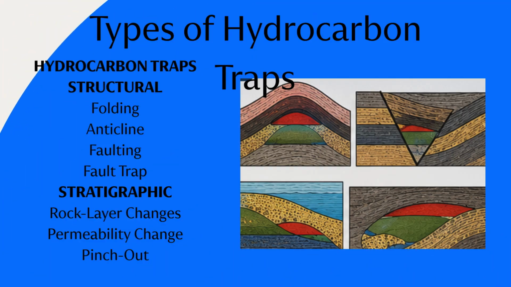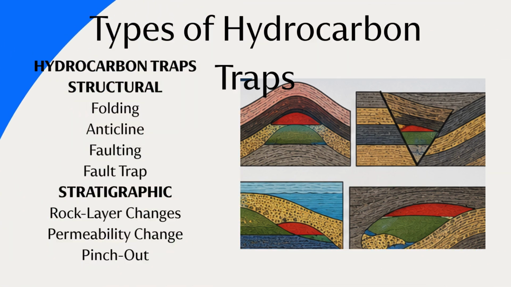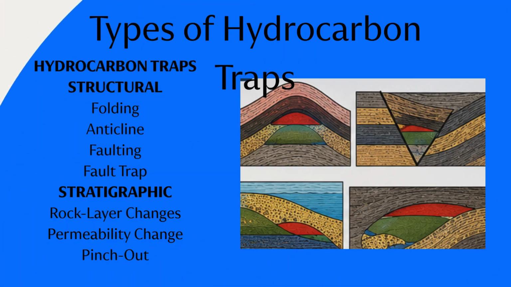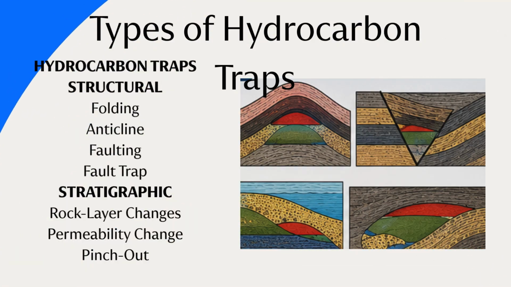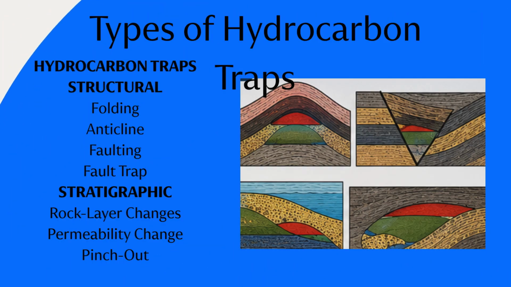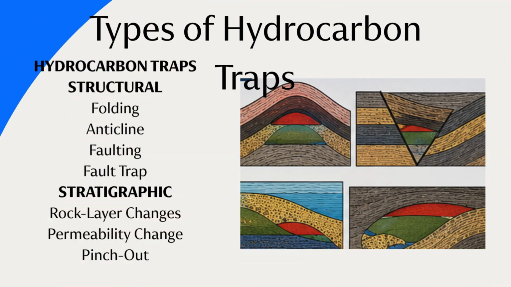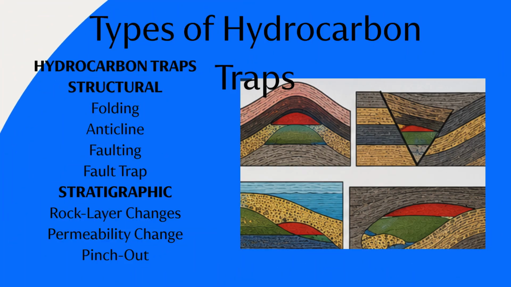Then we have the stratigraphic trap. These are related to changes in the rock layers. For example, a permeable reservoir rock may change into a less permeable rock. So the main idea is simple: different geological conditions can create different types of traps.